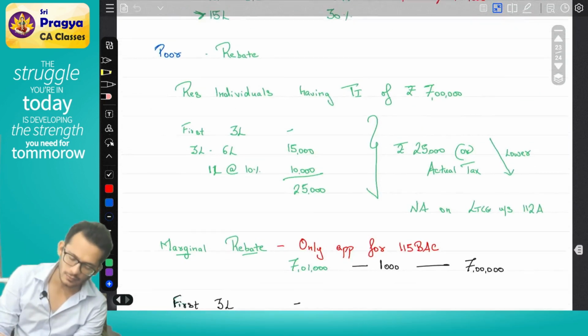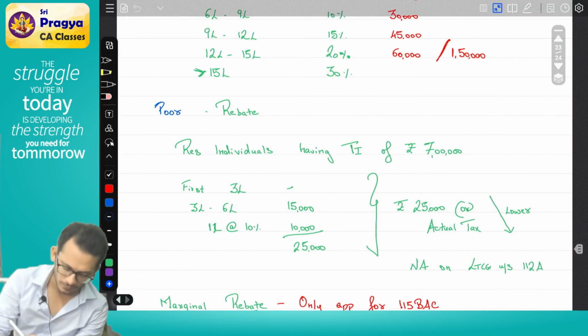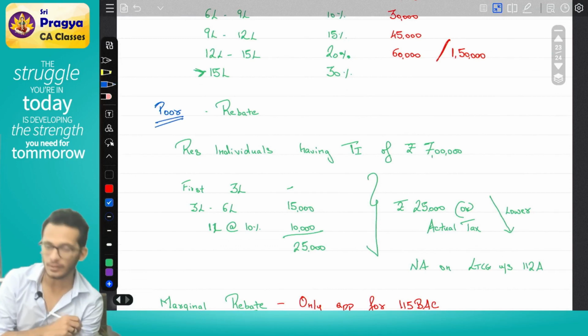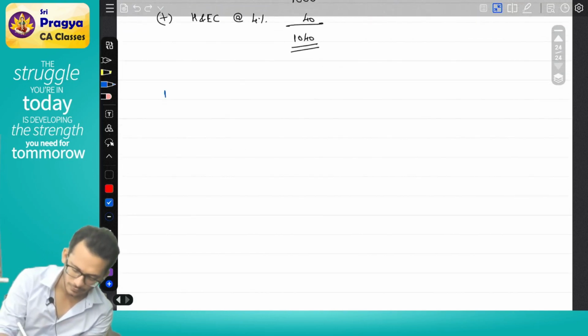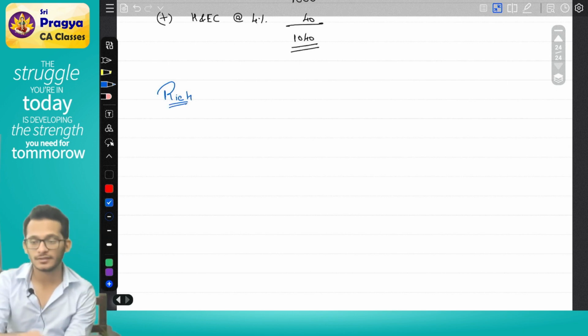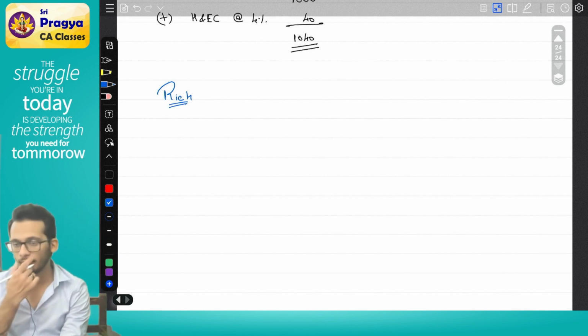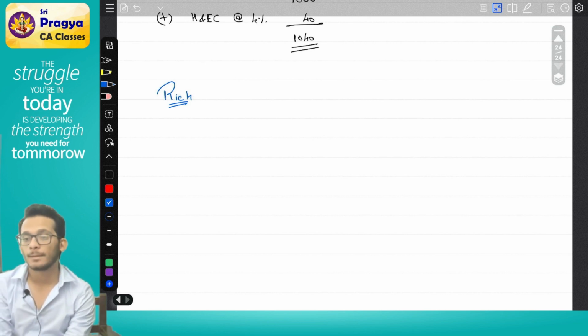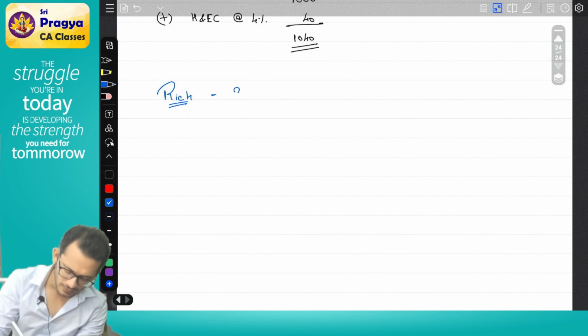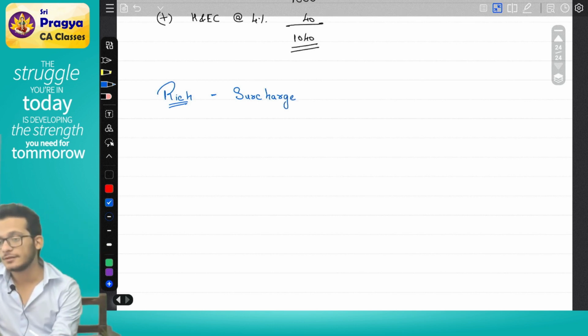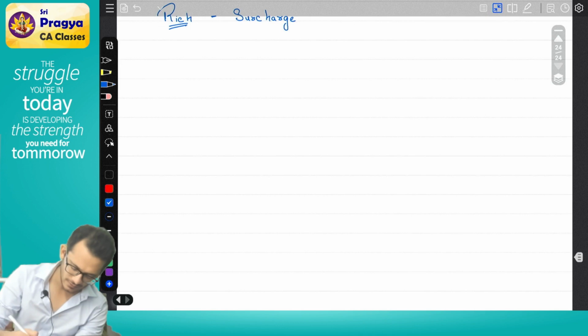Rahul, this was a scenario if you are poor. Next scenario, if you are rich. Hey Rahul, some person is rich. What will you do? You will levy surcharge. Yes or no?